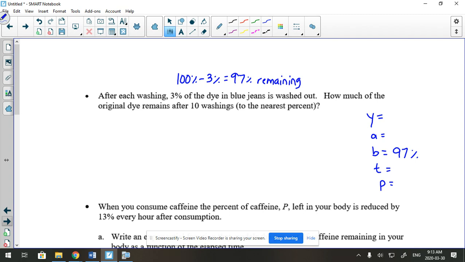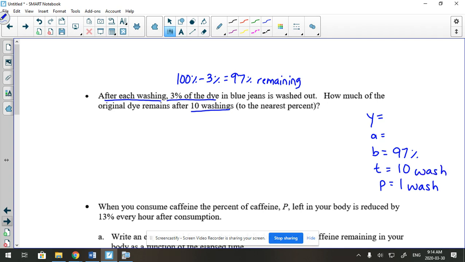So remember your B and your P are matching terms. So it's 97% after each wash. So my P is after one wash. Those two are always linked together. They're usually in the same sentence. After each wash, 3% of the dye is washed out. So you know that 97% remains after each wash. How much of the original dye remains after 10 washings? So we know our P value is 1 wash. We want to know our total amount is going to be 10 washings.